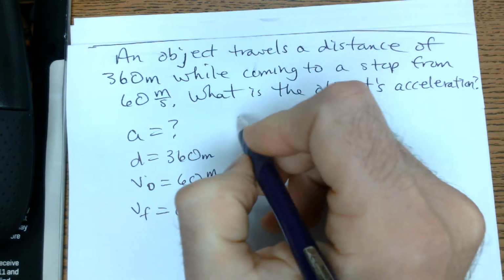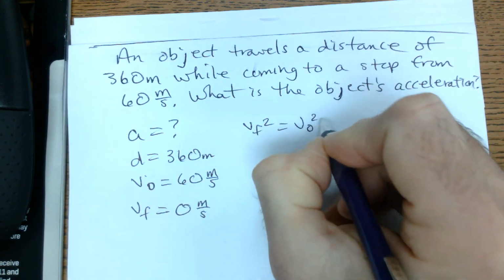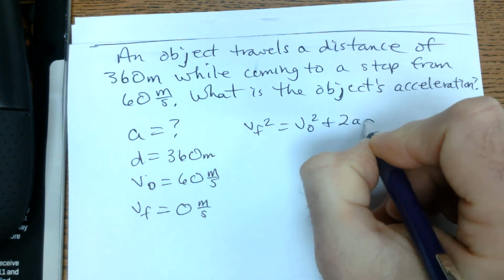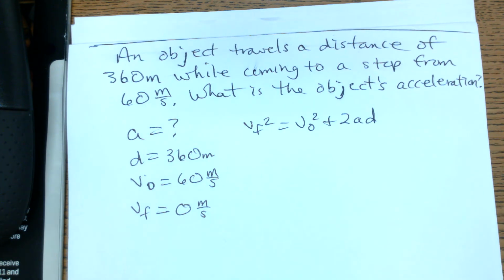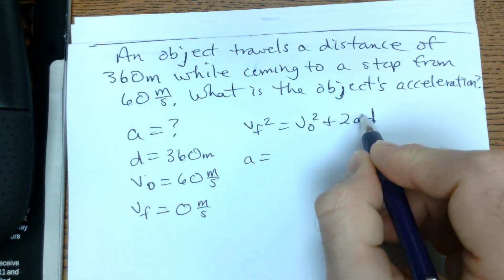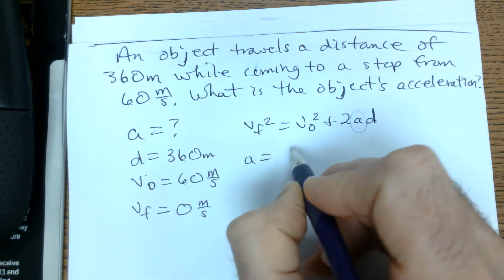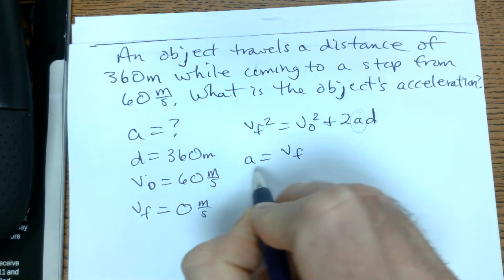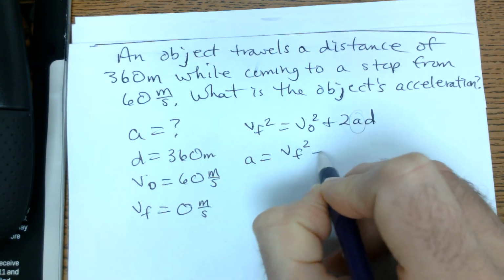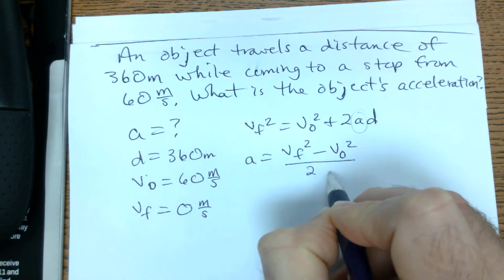And that general formula is usually VF squared equals V naught squared plus 2 times the acceleration times the distance. Now I do like to rearrange my formula, so I'm going to solve this for acceleration because that's what I want. I just think it's simpler that way. So when I rearrange it, I get the acceleration is equal to VF squared minus V naught squared over 2 times D.